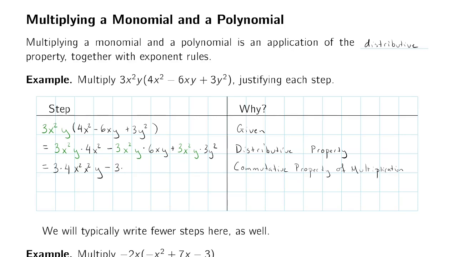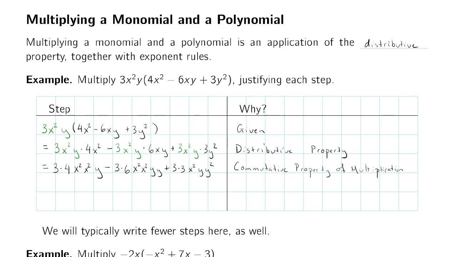Numbers first, then the x's, then the y's. So within each term, I've used the commutative property of multiplication to put factors of the same type next to each other.